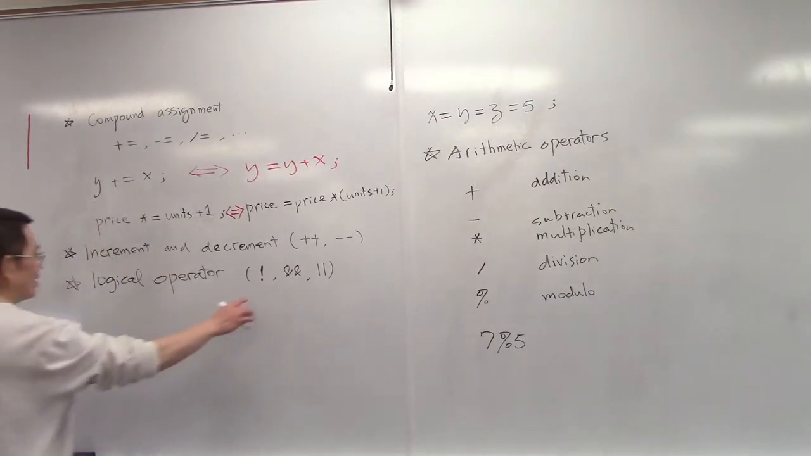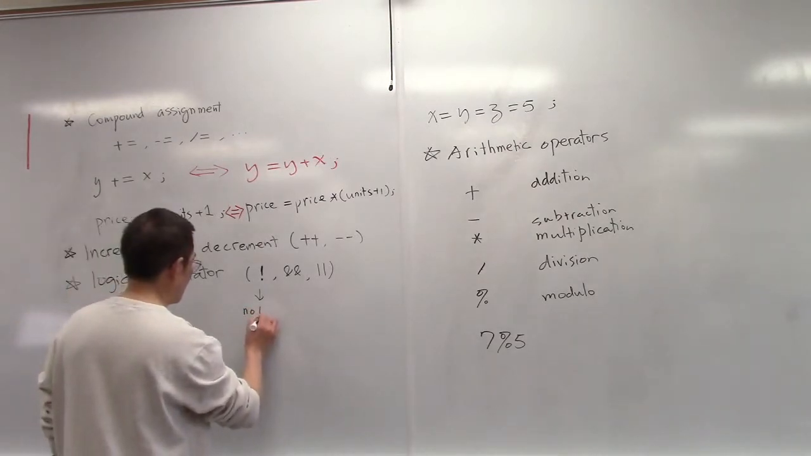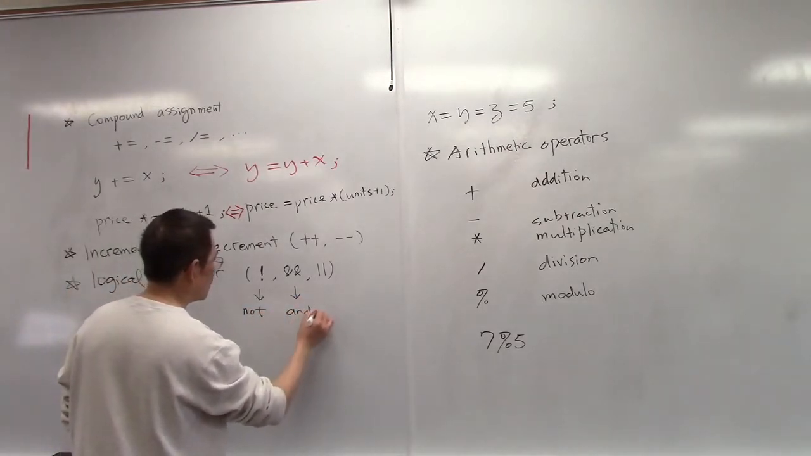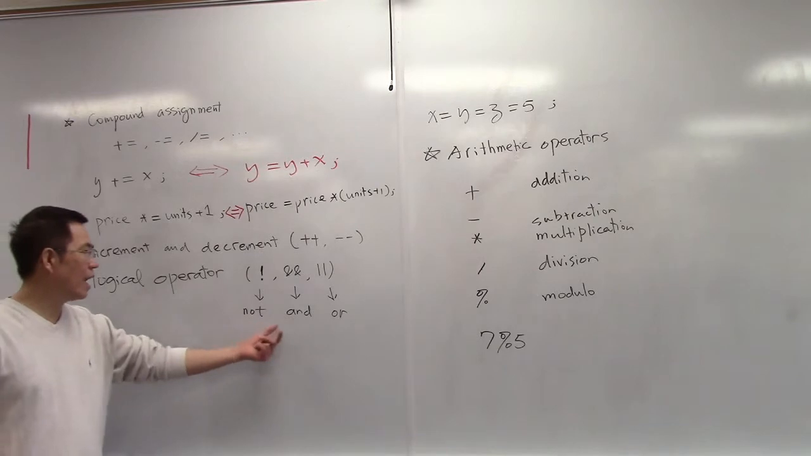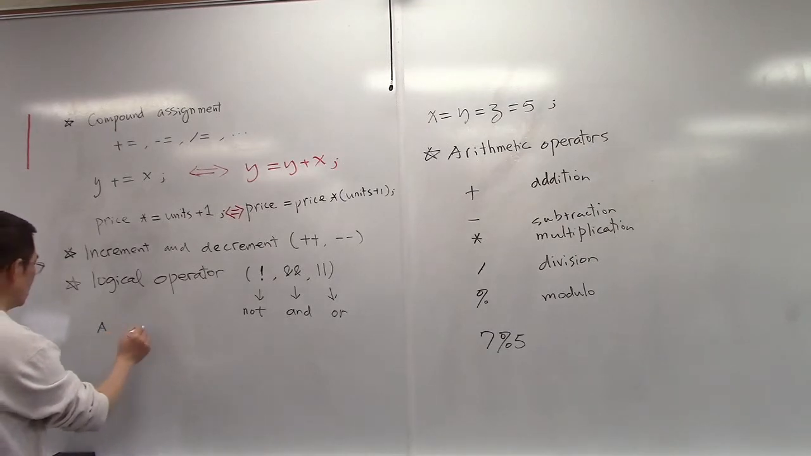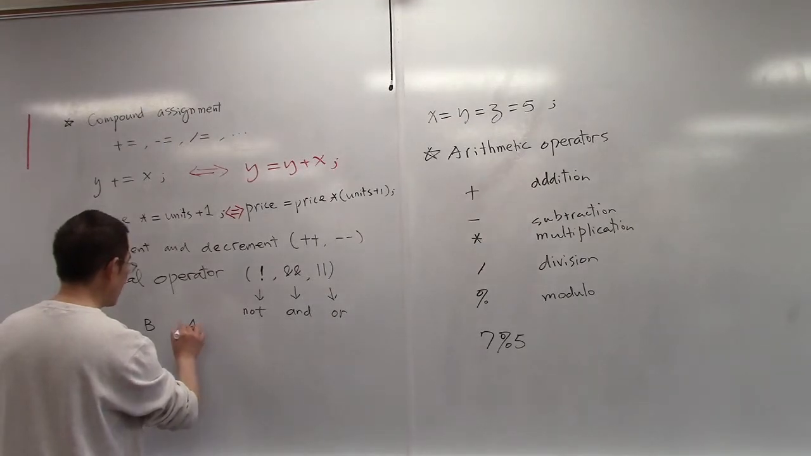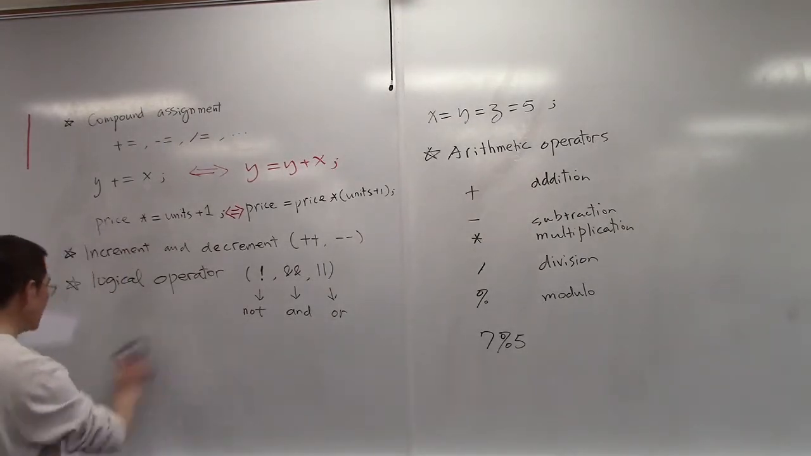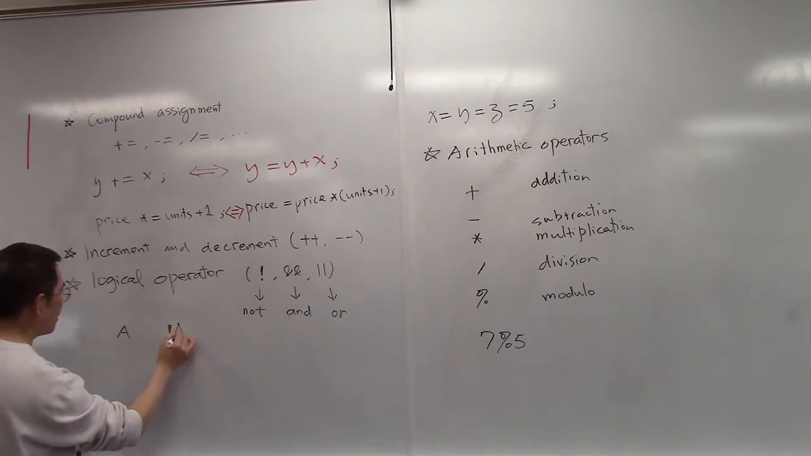Okay? Well, this in the Boolean operator is called not. This is and. This is or. Okay? They are used to link two Boolean values. If A, let's say A and B, okay, and then A, okay, its meaning can be best explained by a table like this.